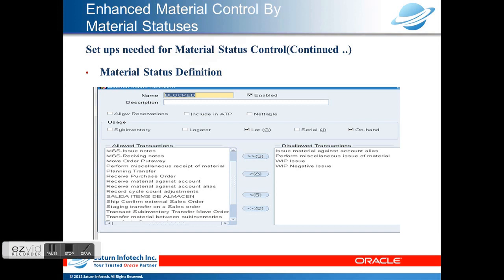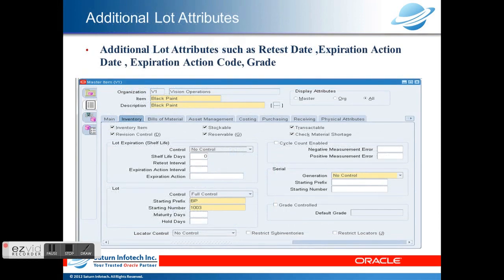Now, if you see the lower portion of the form, we can define which transactions are allowed and which are not. In this example we have a status called Blocked, and if we do not want certain transactions to be allowed in that status, then we can drag those from the left side to the right side.